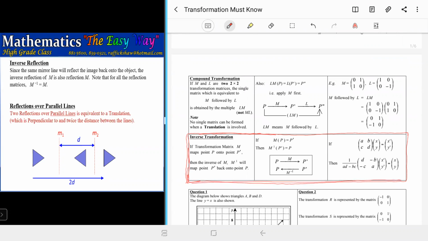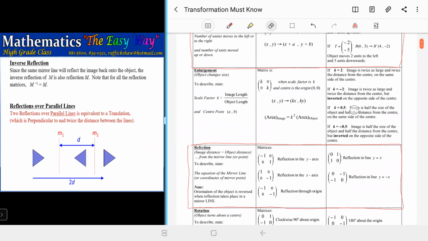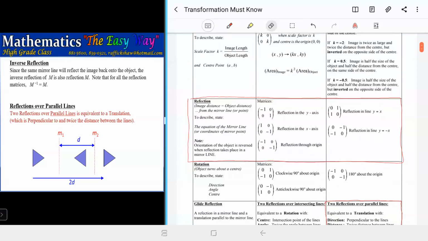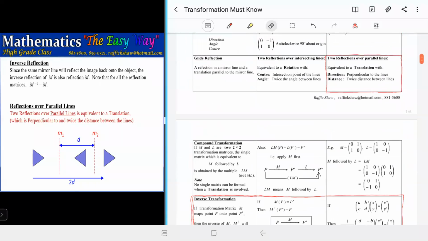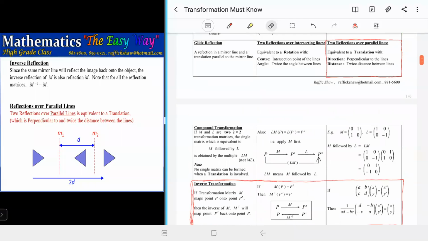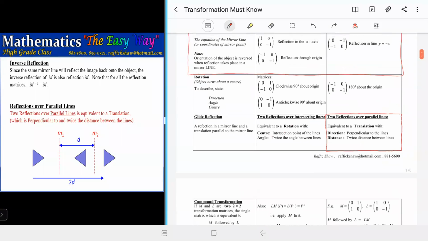Make a note. You're going to study translation, study reflection, study inverse transformation. Study those for me. And you're going to study two reflections over parallel lines. We're going to explain all of that tomorrow. Don't worry about the rest of it yet. You'll get the rest of them. So study those for me, guys.